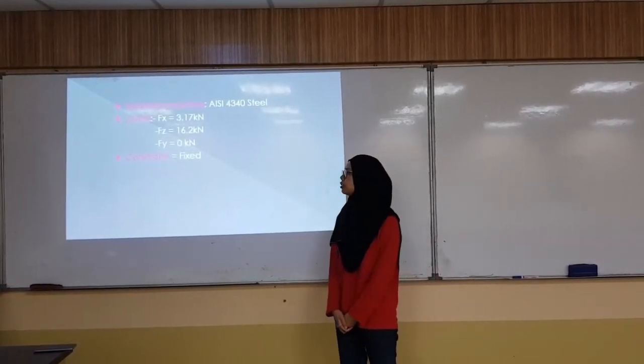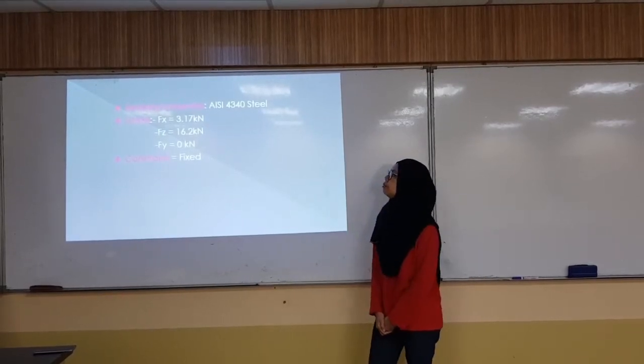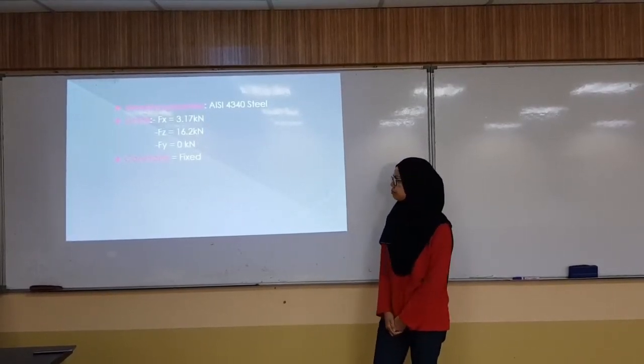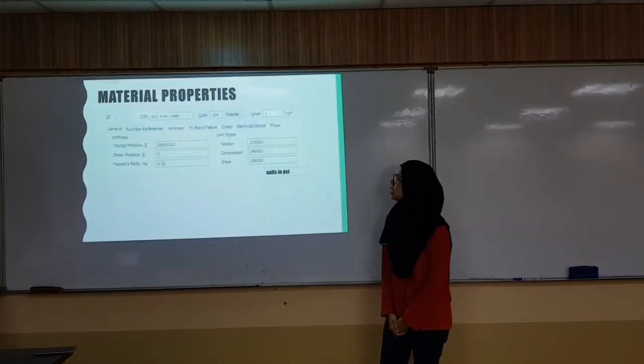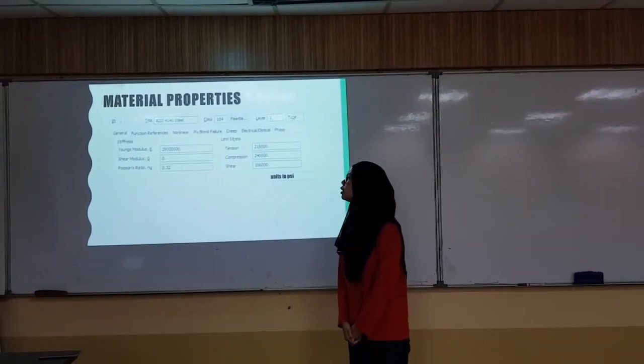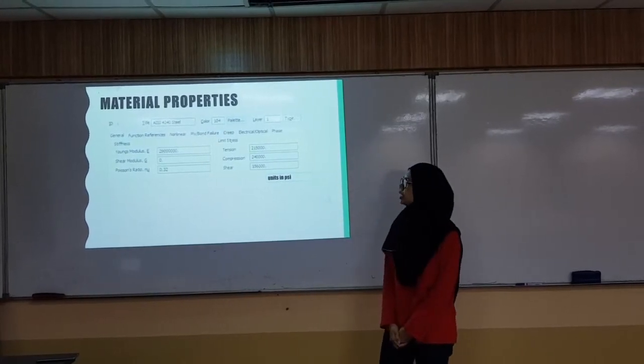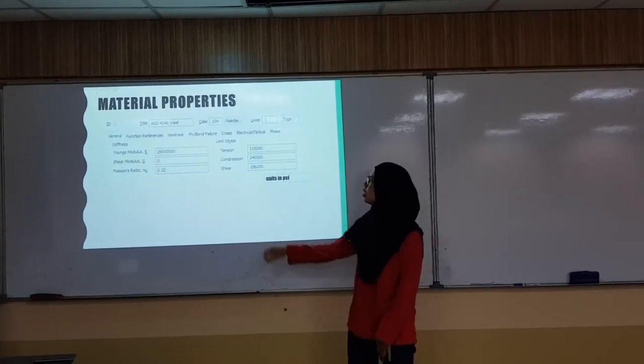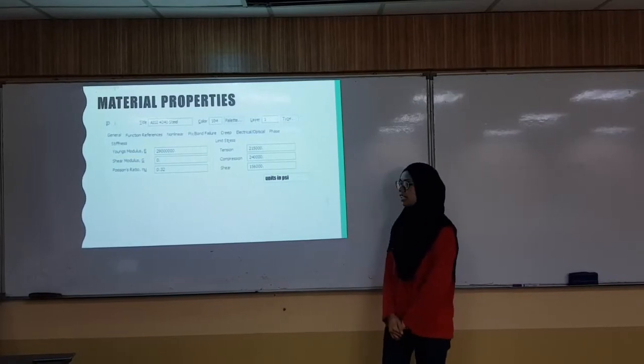So we choose the constraint as fixed at the big end of the connecting rod. This is the example of the material properties. So from the material properties, we get the Young's modulus, shear modulus, and also all the data in units of psi.